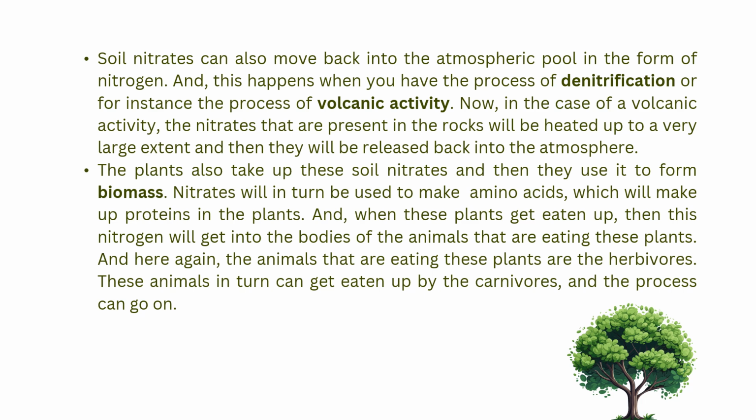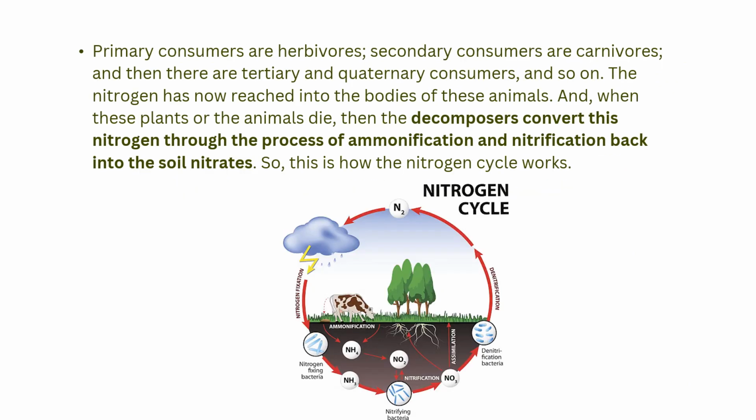The plants also take up these soil nitrates. Plants take up these soil nitrates and then they use them to form their biomass. Nitrates will in turn be used to make amino acids, which will make up the proteins of the plants. And when these plants get eaten up, then this nitrogen will get into the bodies of the animals that are eating these plants, which are the herbivores. These animals in turn get eaten up by the carnivores, and the process goes on. Here we can also see the diagrammatic representation of the nitrogen cycle.